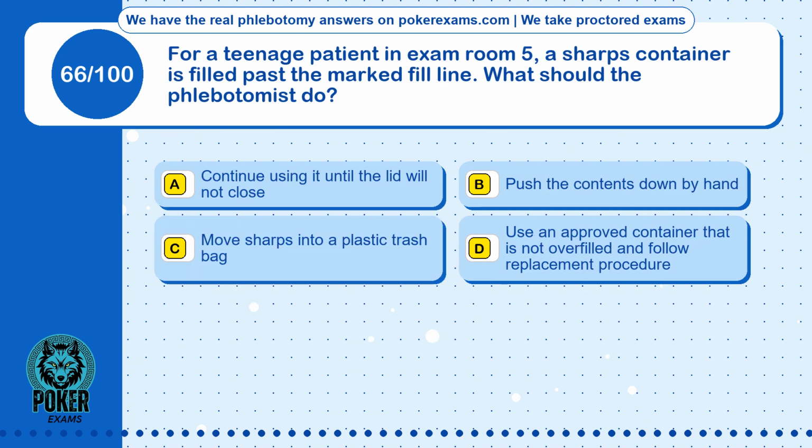Question 66. For a teenage patient in exam room 5, a sharps container is filled past the marked fill line. What should the phlebotomist do? Option A. Continue using it until the lid will not close. Option B. Push the contents down by hand. Option C. Move sharps into a plastic trash bag. Option D. Use an approved container that is not overfilled and follow replacement procedure.